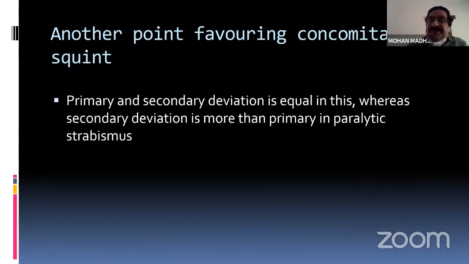The second point is to look for the primary and secondary deviation. What is primary and secondary deviation? Primary deviation is the deviation of the squinting eye, or the bad eye, when the patient fixates with the normal eye. The bad eye may be paralytic or concomitant. Whereas secondary deviation is the deviation occurring in the normal eye when the bad eye is fixing, when the paralytic or weak eye is fixing.